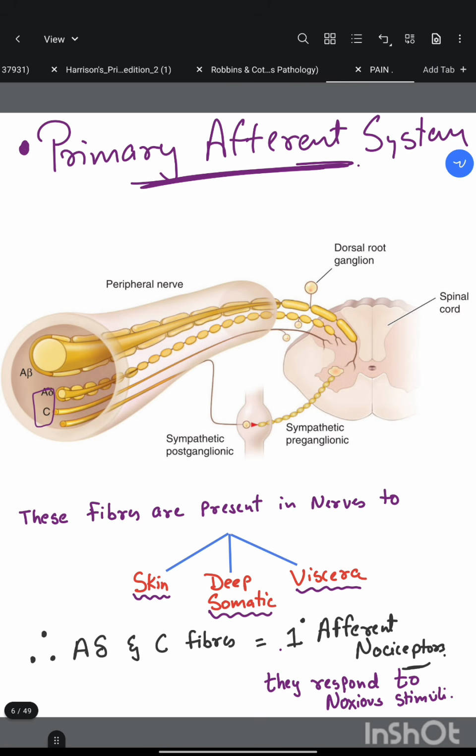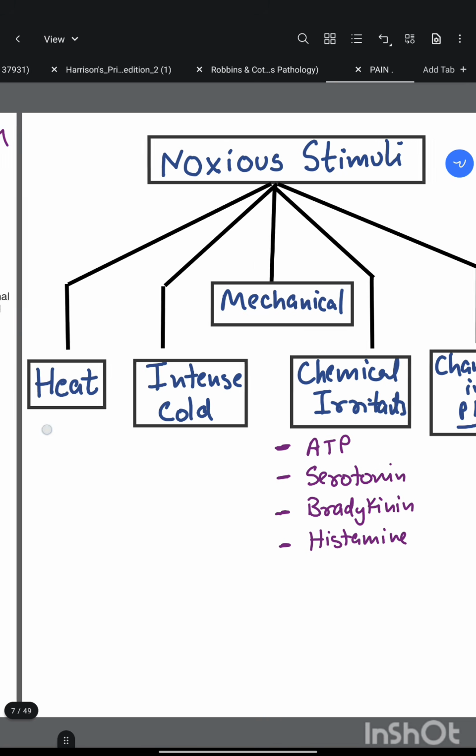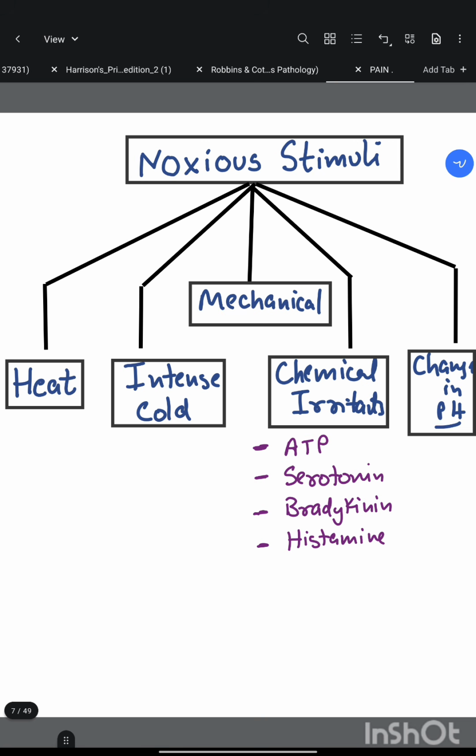And these nociceptors respond to noxious stimuli. So, what are the noxious stimuli? It is so natural: heat, intense cold, and mechanical trauma, such as if I pinch a person's hand, the patient feels pain. That conduction from the periphery to the spinal cord is taken care of by the A delta and the C fibers.